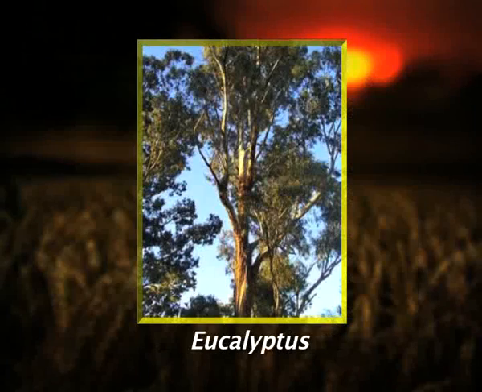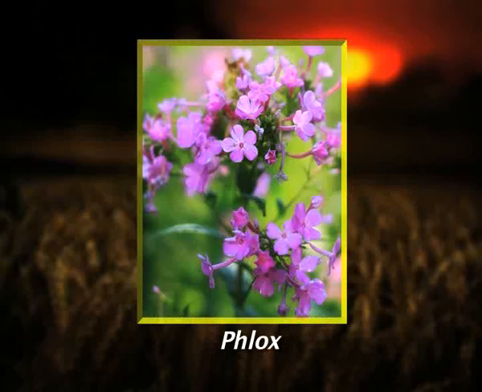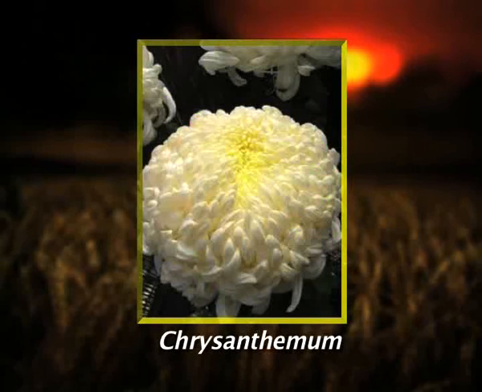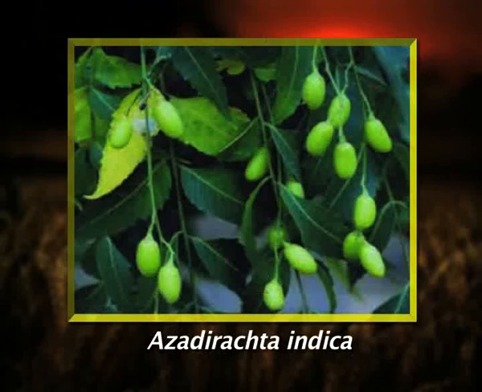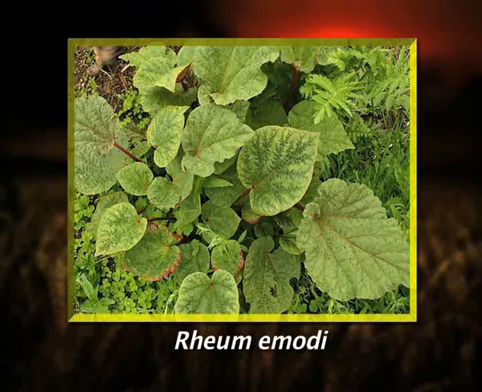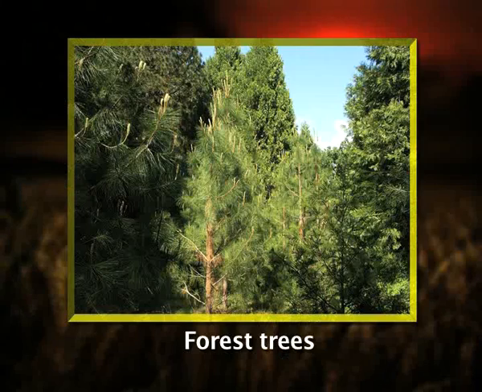Micropropagation is being utilized for the commercial production of several ornamental and fruit trees such as Dalbergia sissoo, Eucalyptus, Begonia, Phlox, Chrysanthemum, etc. It is also being used for the large-scale multiplication of rare and endangered medicinal plants like Aconitum chasmanthum, Azadirachta indica, Rheum emodi, etc. The chief advantage of micropropagation is extremely high multiplication rates and is therefore an important technique for rapid multiplication of rare genotypes and of plants having low multiplication rates such as forest trees.